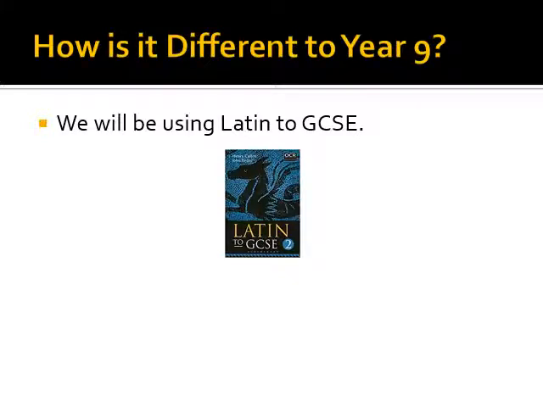How is it different to Year 9? So we will be moving on to a different set of textbooks. We will be saying goodbye to Caecilius and Quintus and the Cambridge Latin Course, and we'll be using Latin to GCSE instead, which is a brand new textbook, and it's written in line with the OCR syllabus that we follow. So it's very, very good preparation for your exam.